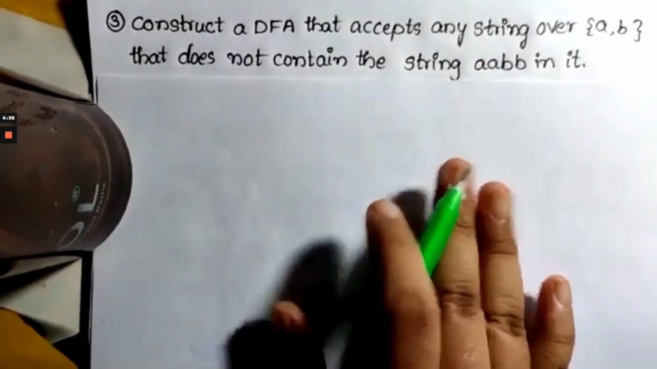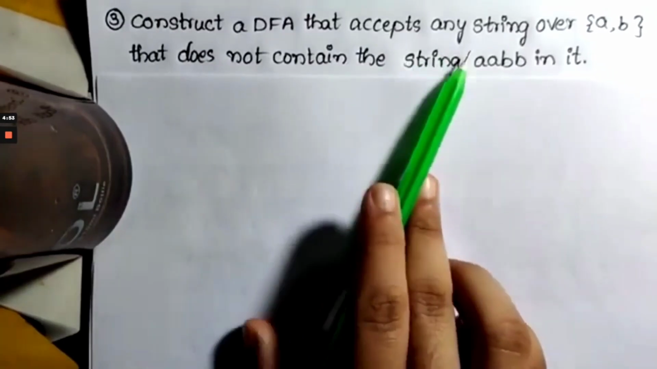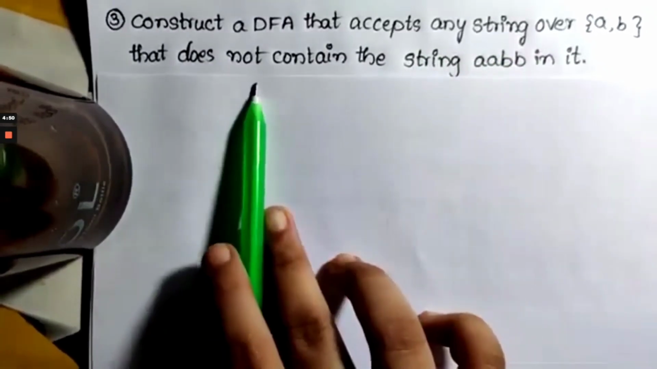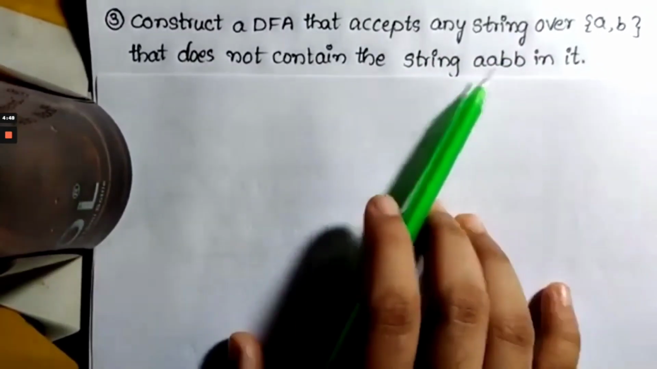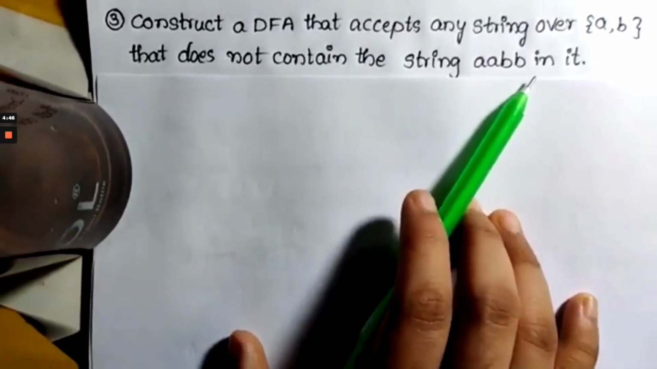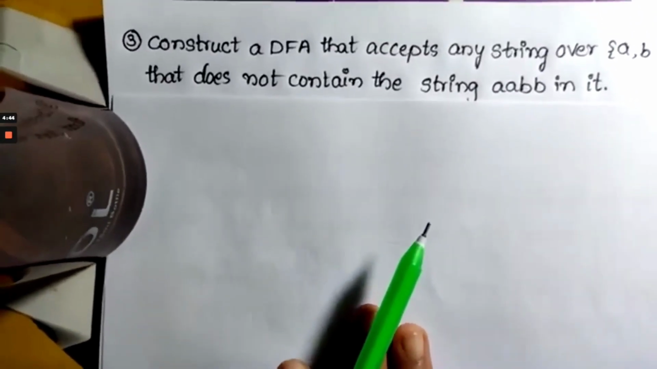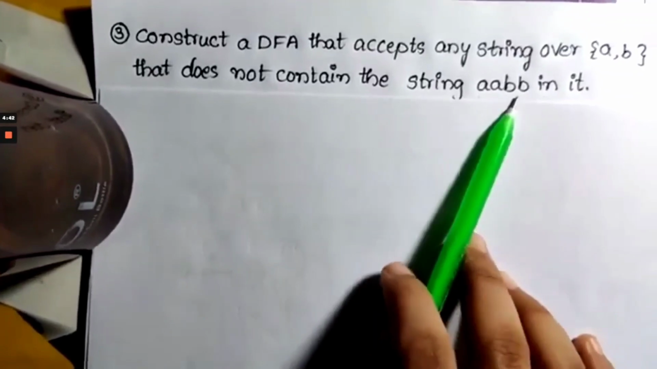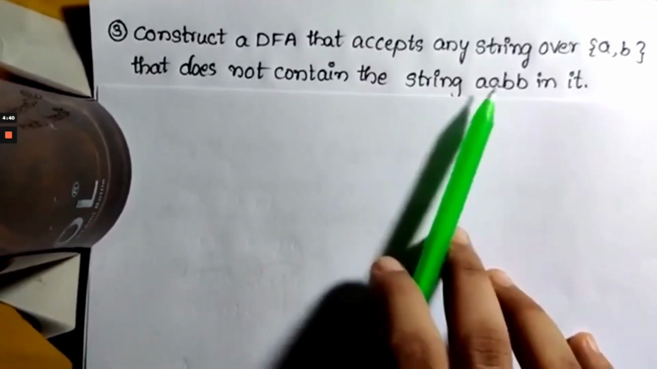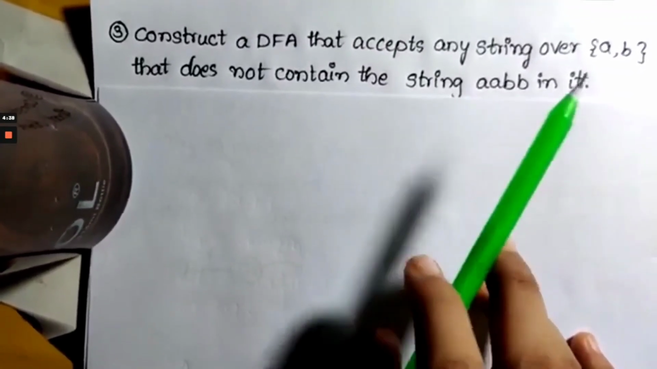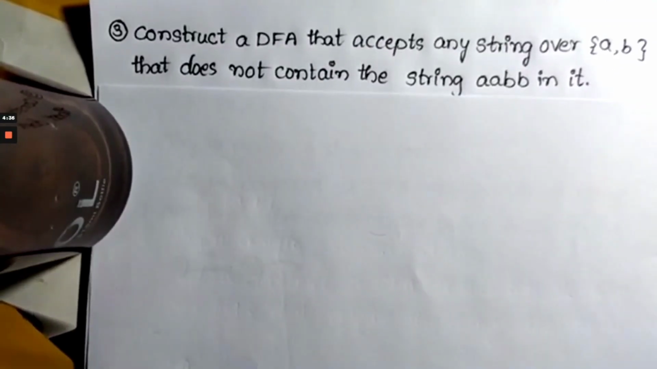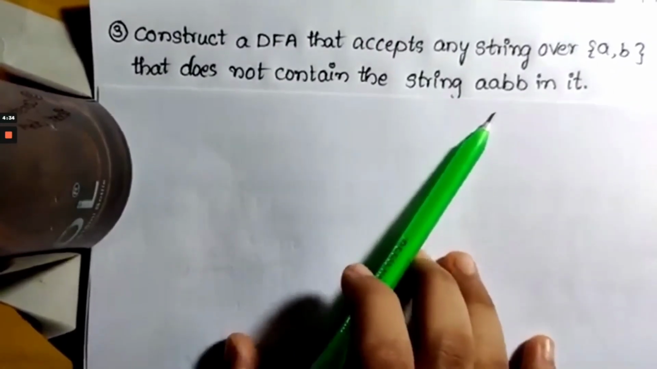Construct a DFA that accepts any string over a, b that does not contain the string aabb in it. This is the final example for DFA. So let us try to solve this. So the string does not contain aabb. We have to design a DFA that does not accept a string having aabb.